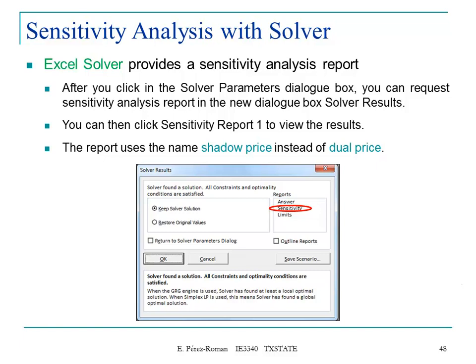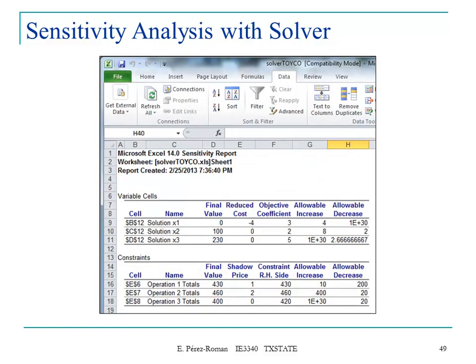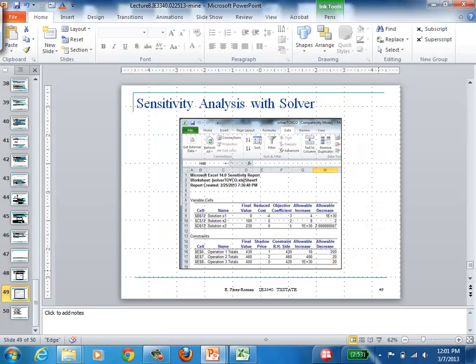The report uses the name shadow price instead of dual price, but as we learned in class, it's the same. So dual price and shadow price are the same. It is the description of the rate of change of the objective function for a unit change in the resource. So this is what you should see in your Excel file. So let me go back to the file.